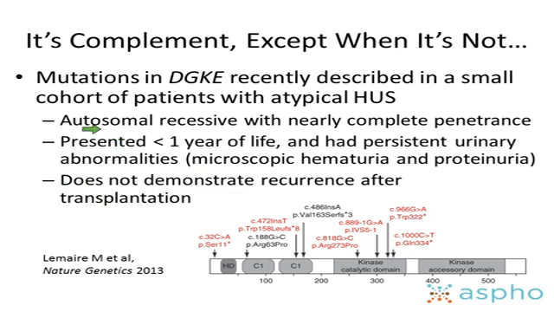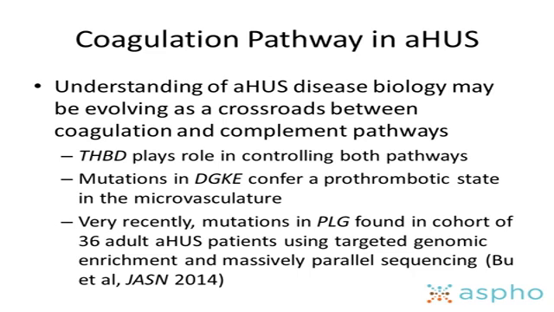This inheritance pattern and penetrance is somewhat in contrast to other forms of atypical HUS, which have a pattern that is more autosomal dominant with incomplete penetrance. So based on this understanding that there may be some interplay between the coagulation and complement systems in atypical HUS, this understanding has really evolved.